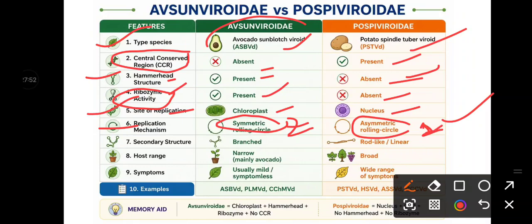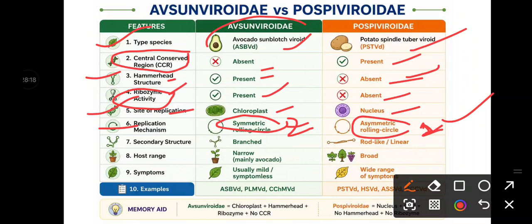Actually, just like the virus replication, you know that this circular kind of nucleic acid generally replicates through the mechanism of rolling circle model. So here, for the viroid, this nucleic acid is circular RNA. That's why it also follows the mechanism of rolling circle for its replication.